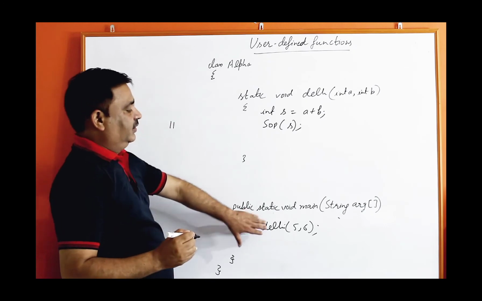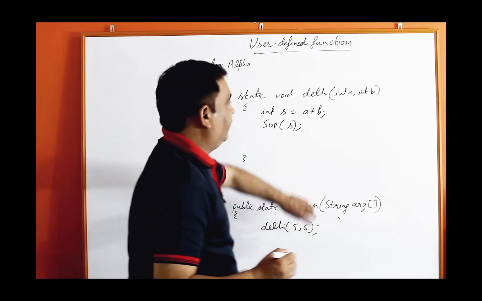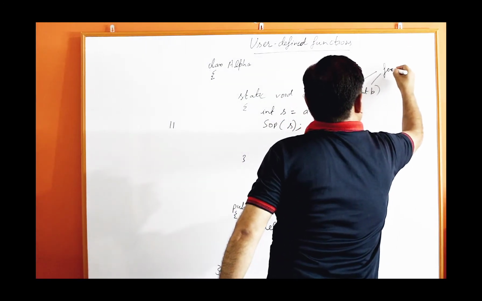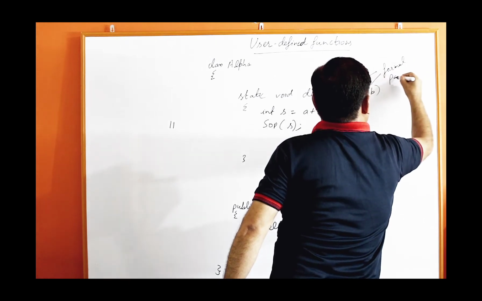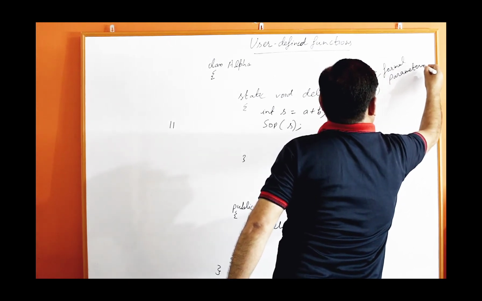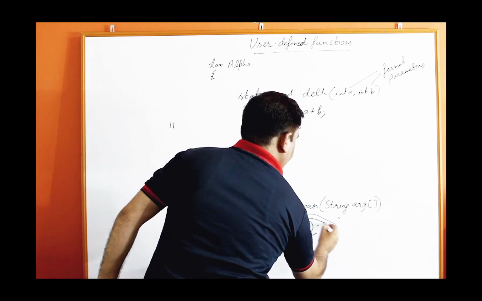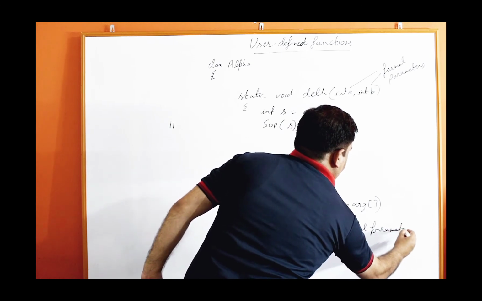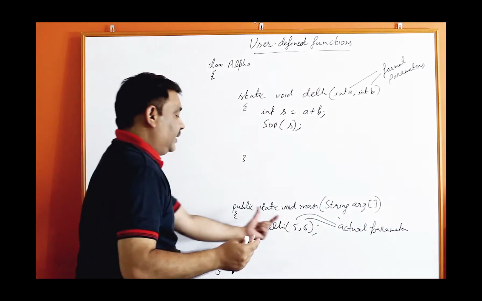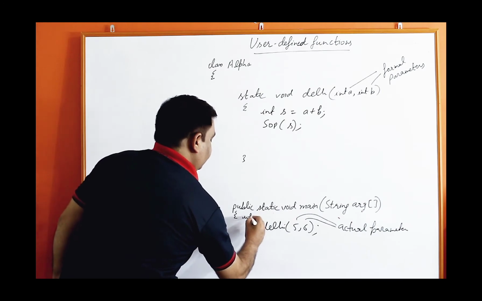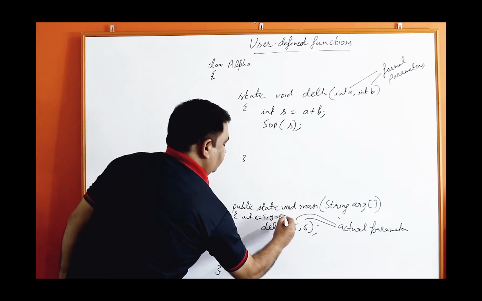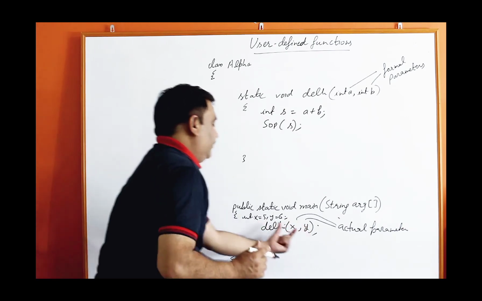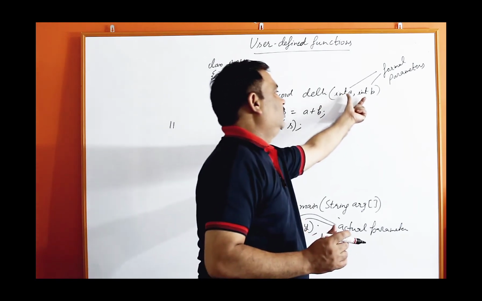When you run the main function, these are called passing values to the function. These are called formal parameters, and these are called actual parameters. And in place of 5 and 6, you can even pass variables, like suppose you have int x equal to 5, y equal to 6. In place of 5 and 6, you can pass the variables, and their values will be passed to this a and b.